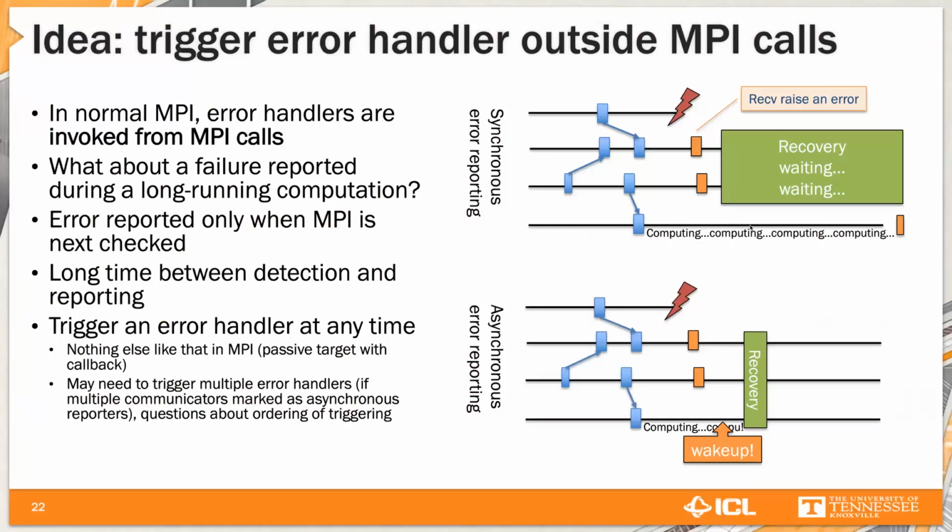So maybe a better option is to be able to interrupt that process while it is computing so that it gets quicker into the recovery procedure and we don't waste all that time waiting. So that's what the proposal is trying to achieve here, trying to basically enable the triggering of error handlers outside of MPI operations.